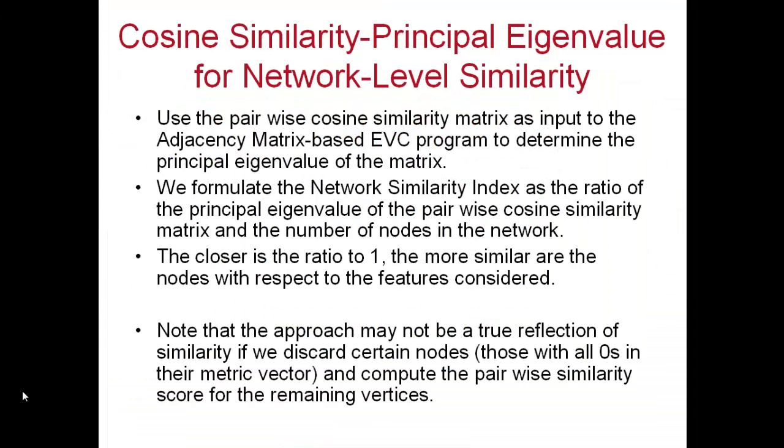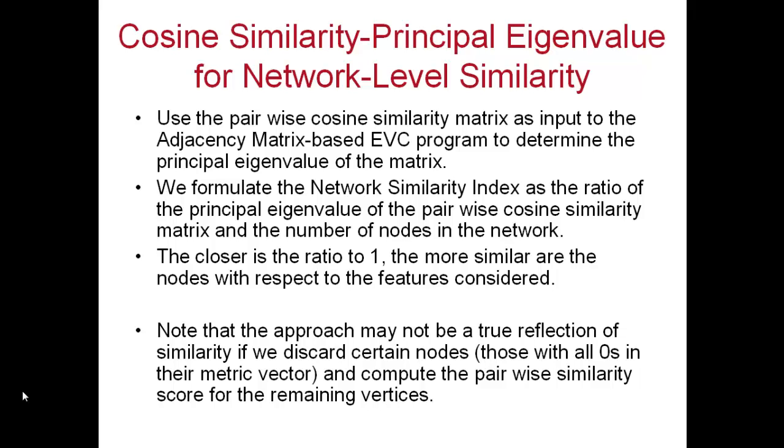Okay, so now what we're going to do is use the pairwise Cosine similarity matrix as input to the adjacency matrix based eigenvalue program to determine the principal eigenvalue of the pairwise Cosine similarity matrix. And we can formulate the network-wide similarity index measure as the ratio of this principal eigenvalue of the pairwise Cosine similarity matrix and the number of nodes in the network. And the closer this ratio is to 1, the more similar the nodes are going to be with respect to the features we have considered.